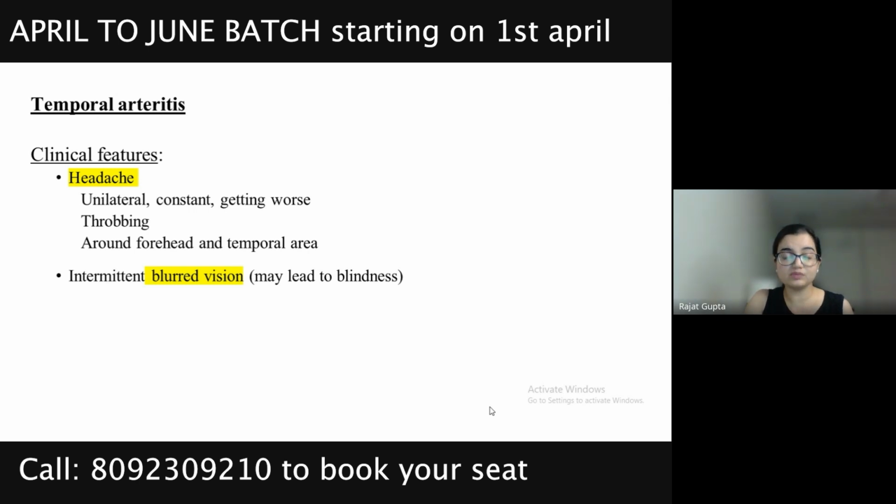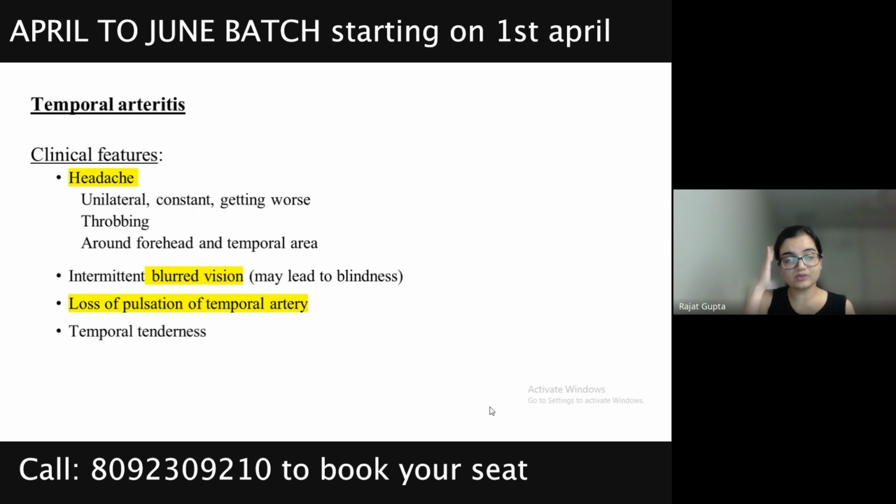Sometimes these patients will complain of intermittent blurred vision. Eventually it could lead to blindness. Then there's going to be loss of sensation of temporal artery. There'll be tenderness when you palpate these patients on the temporal area. There could be jaw claudication. So these are some common features of temporal arthritis.